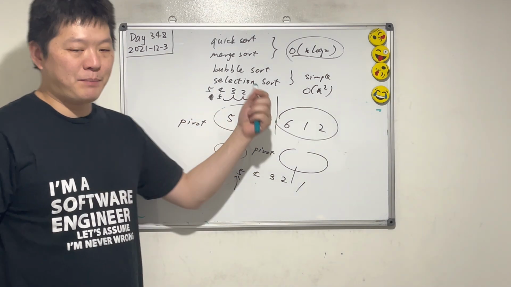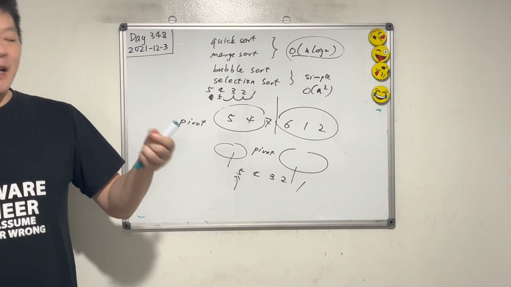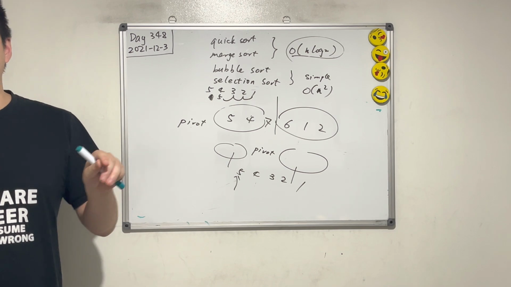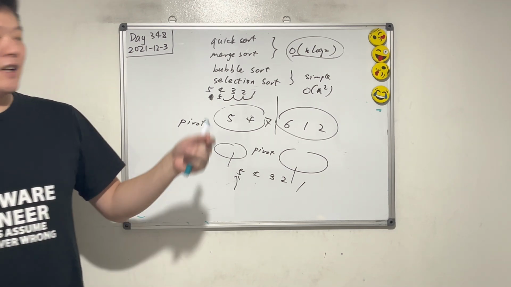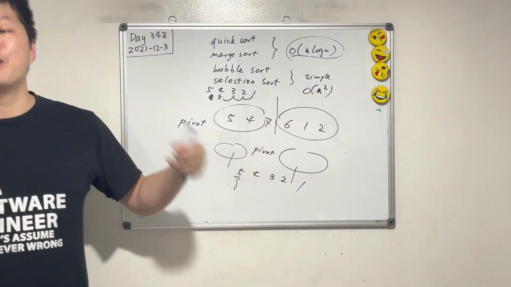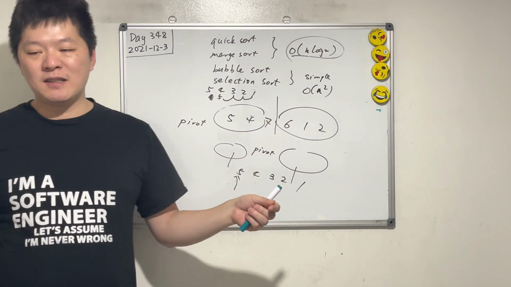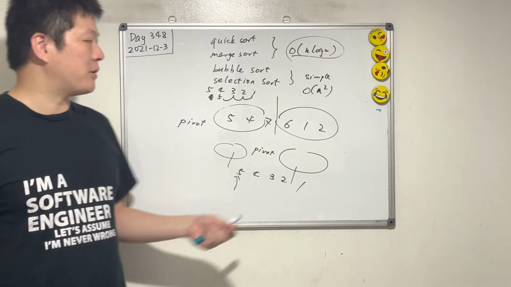So for bubble sorting, we can improve it if we add a check. If there's no swap, then we can terminate the loop, right? So in the best case, the time complexity is O(n) for the improved bubble sorting. In the worst case and average case, it is O(n²), right?